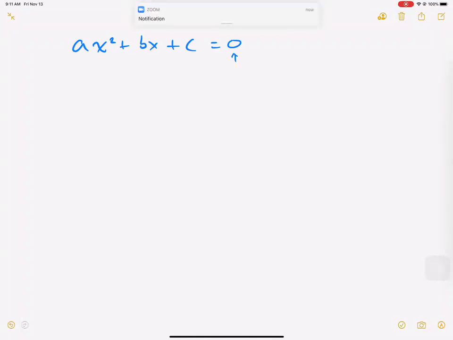A is just the number in front of x squared, b is in front of x, and c is by itself. They're really just placeholders.